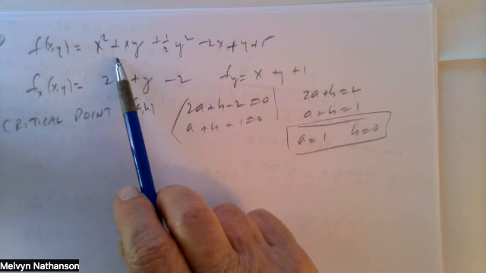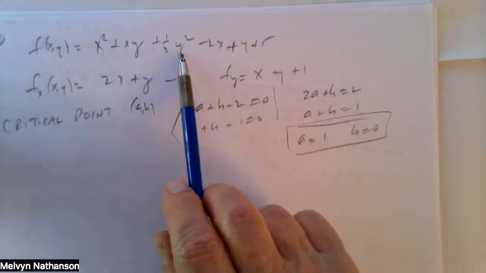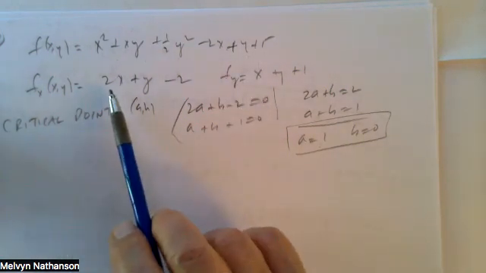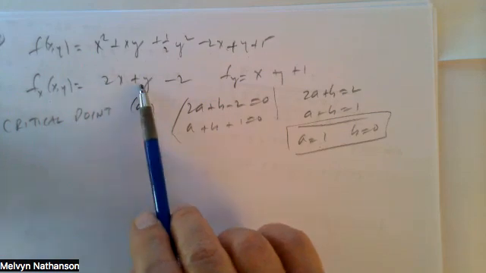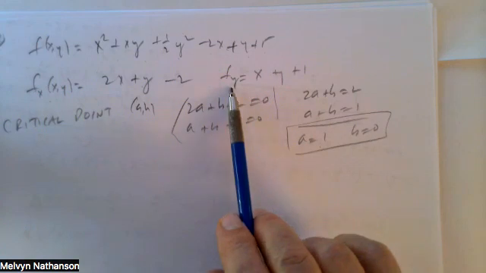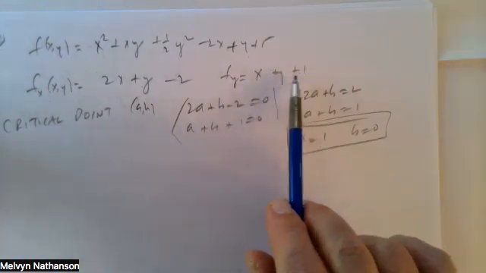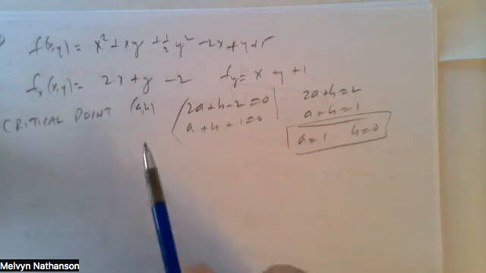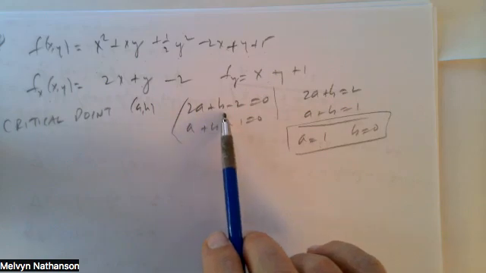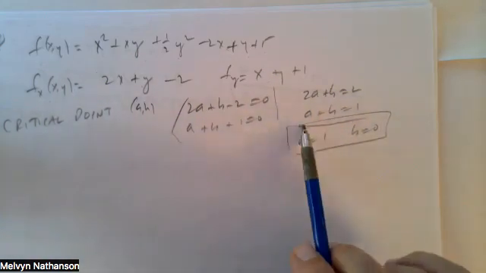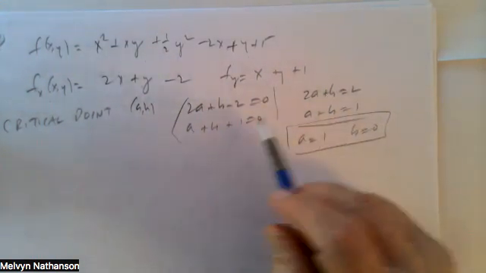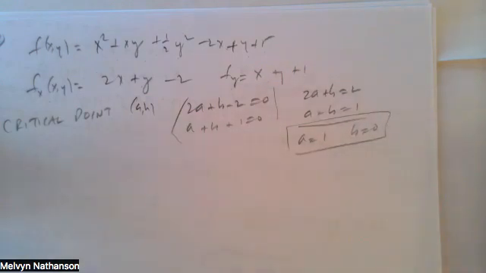We have x squared plus xy plus a half y squared minus 2x plus y plus 5. The partial derivative with respect to x is 2x plus y minus 2. The partial derivative with respect to y is x plus y plus 1. So a point (a, b) is a critical point if both partial derivatives are 0. So 2a plus b equals 2. A plus b, oops, I made a mistake. That's always good. A plus b plus 1 equals 0 means a plus b equals minus 1.